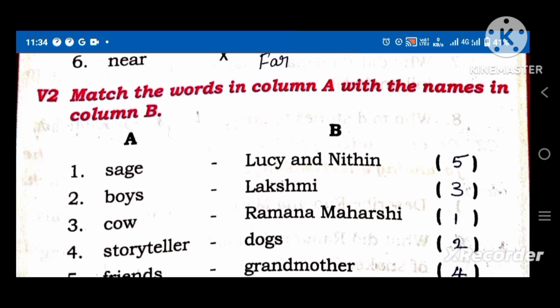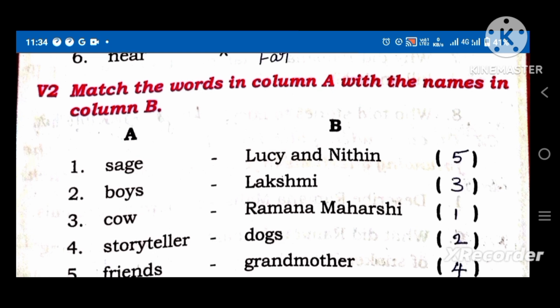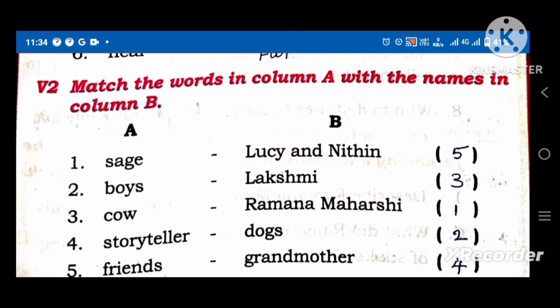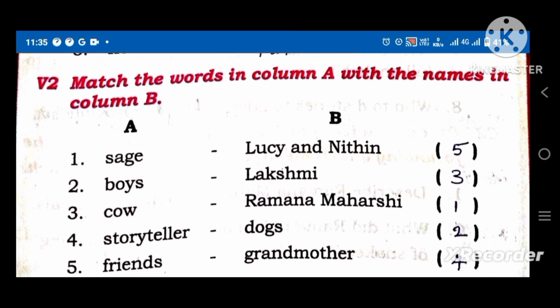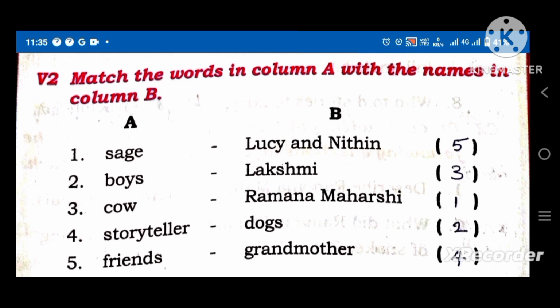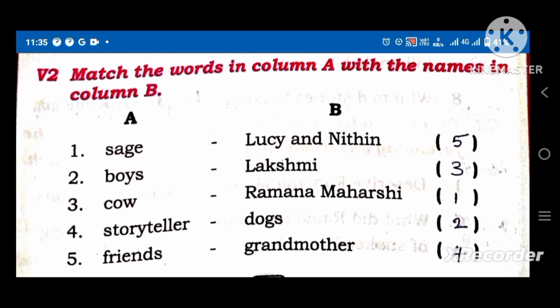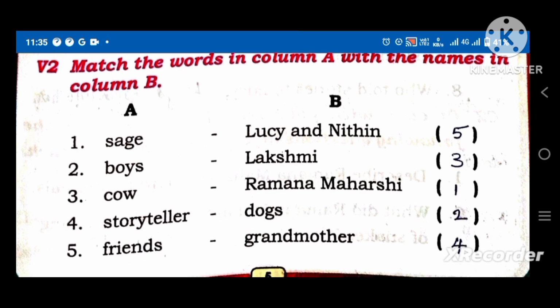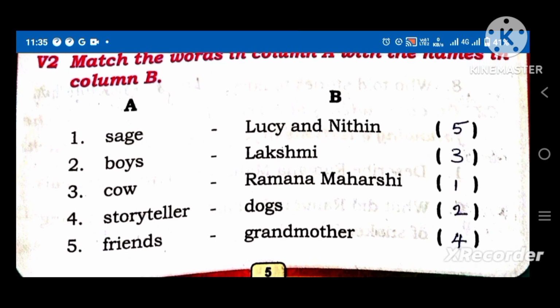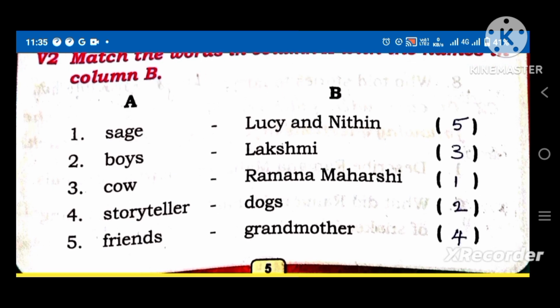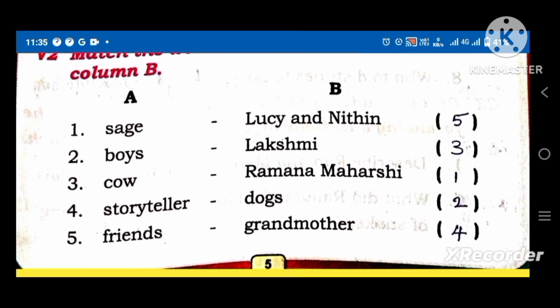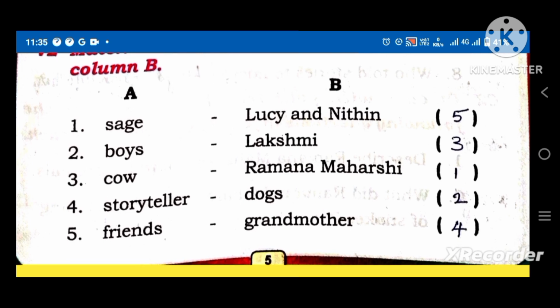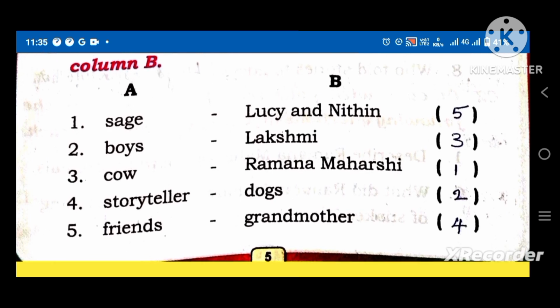Second main: Match the words in column A with the names in column B. A column and B column. First one, sage: Ramana Maharshi. Boys: dogs. Cow: Lakshmi. Storyteller: grandmother. Friends: Lucy and Nitin.